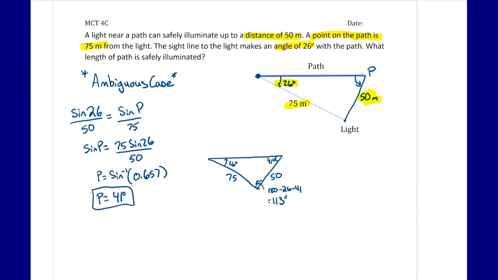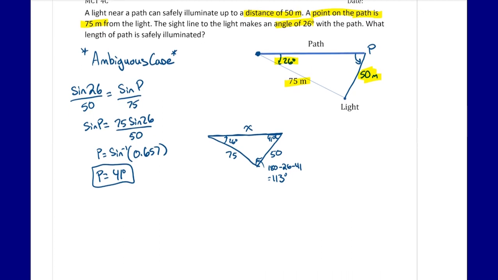And the reason we're finding this angle is because we want to know what is this side, what is the length of the path. So we're going to use sine law again. Sine of 113 over x is equal to sine 26 over 50. X is equal to 50 sine 113 divided by sine 26. And x will be equal to 105.